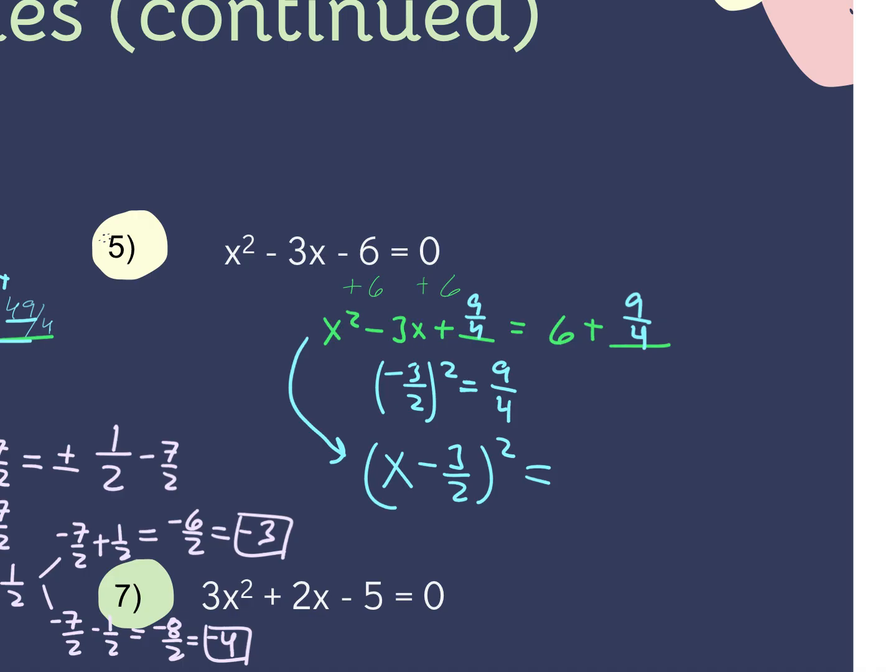All right? And then on the other side, I can do what I did in the previous problem. Write the over 1 and find a common denominator. And then 6 times 4 is going to get me 24. If I do 24 plus 9, that gets me 33 over 4.